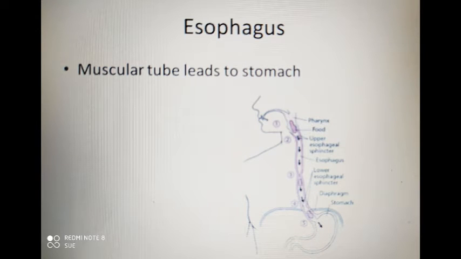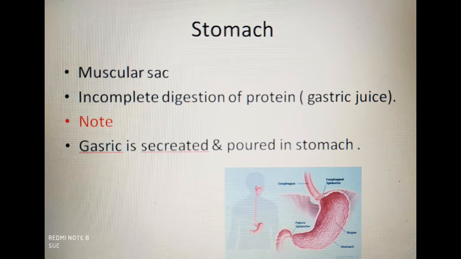Number three, esophagus, and the esophagus is a muscular tube that leads to the stomach. The following organ is the stomach, and the stomach is a muscular sac, and it is responsible for the incomplete digestion of protein. This digestion of protein happens with the effect of gastric juice.